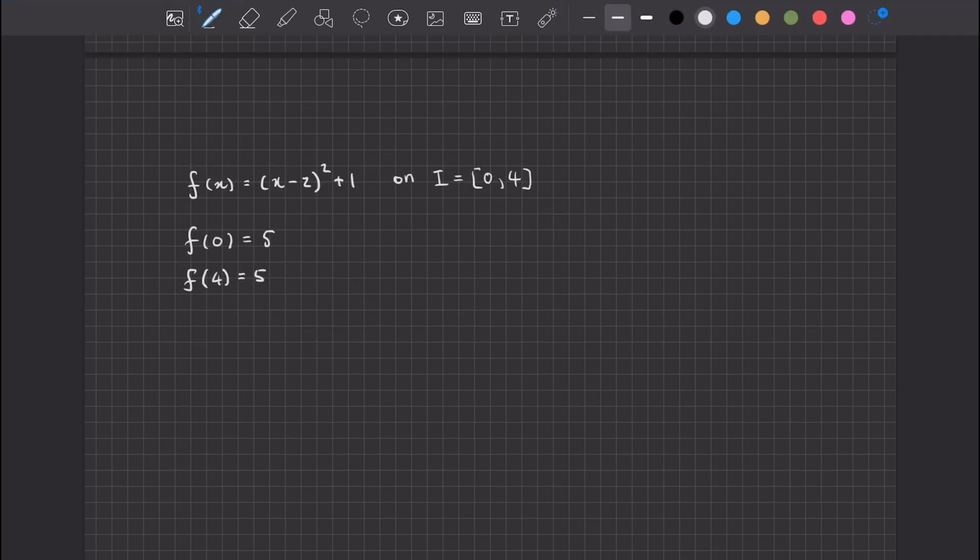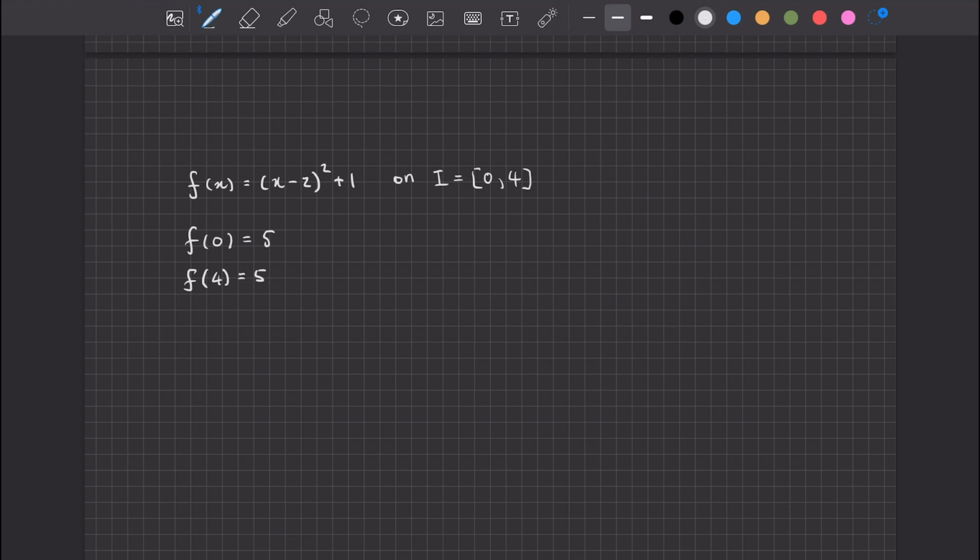Alright, so here's the first one. I have a quadratic function on the interval 0 to 4. Now, if we substitute 0 and 4 in, they should both equal 5. Feel free to prove that to yourselves. So the question is, can we apply Rolle's theorem and say that there's a stationary point between 0 and 4?